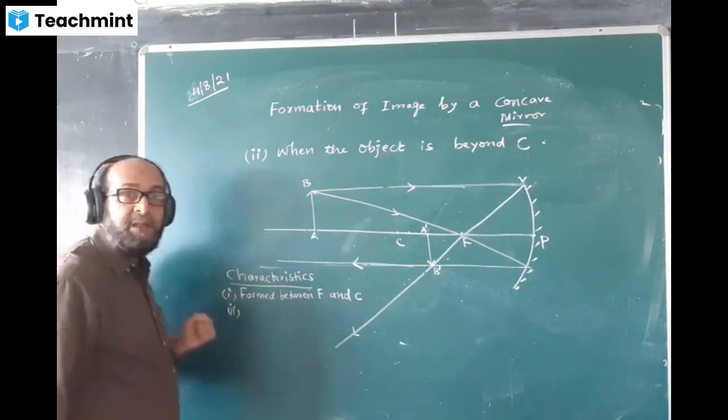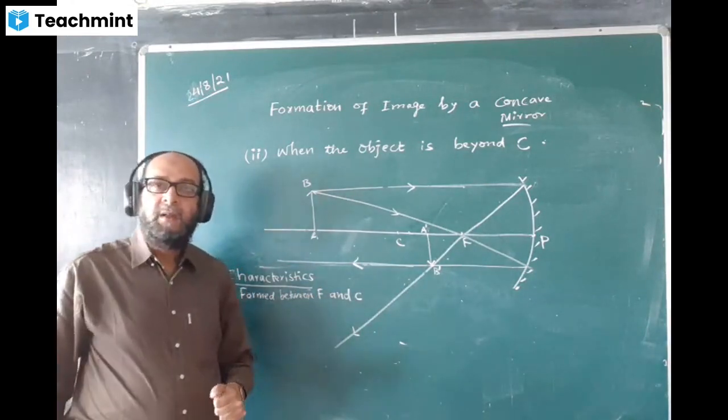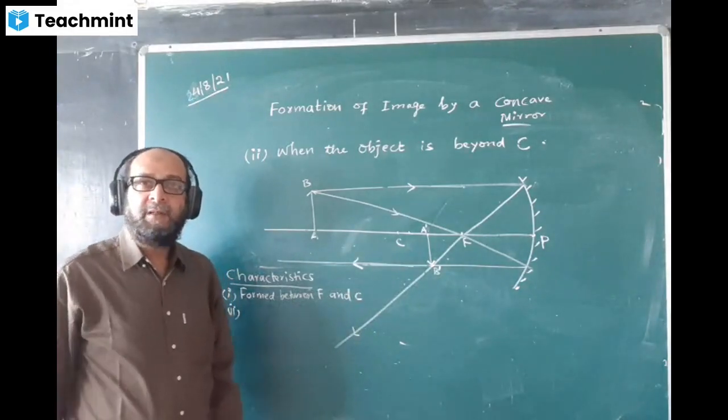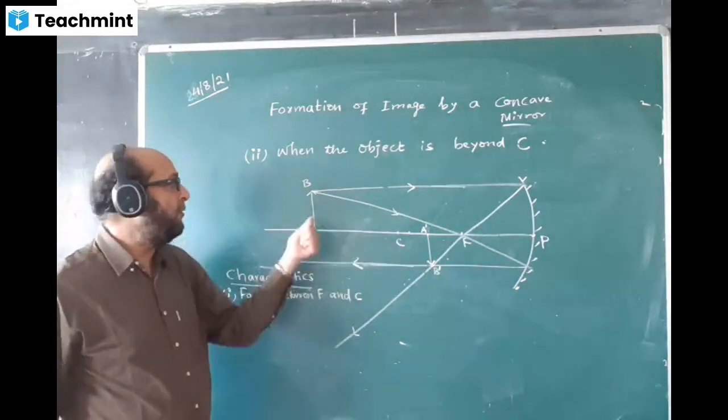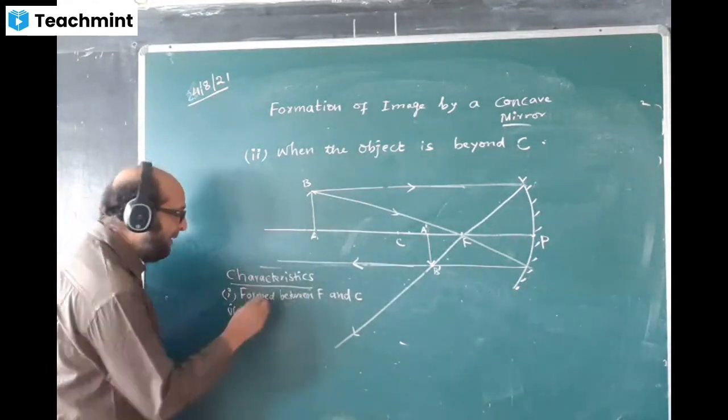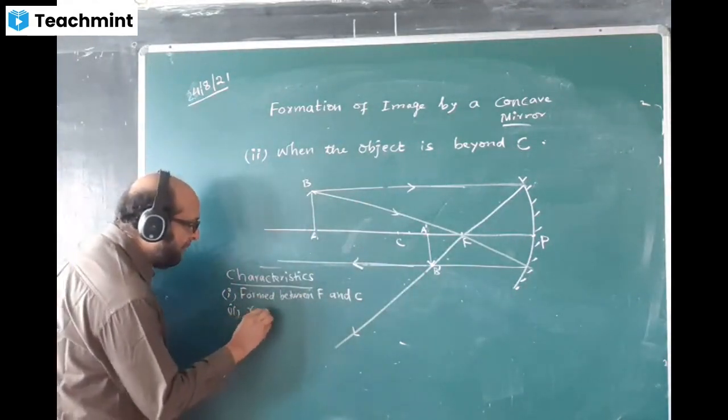Number 2, what type of image is this? You can check the image. Image is inverted or upright. Upright means erect. It is inverted or upside down as compared to the object. Here we will be writing inverted image will be real. So write on second point real.